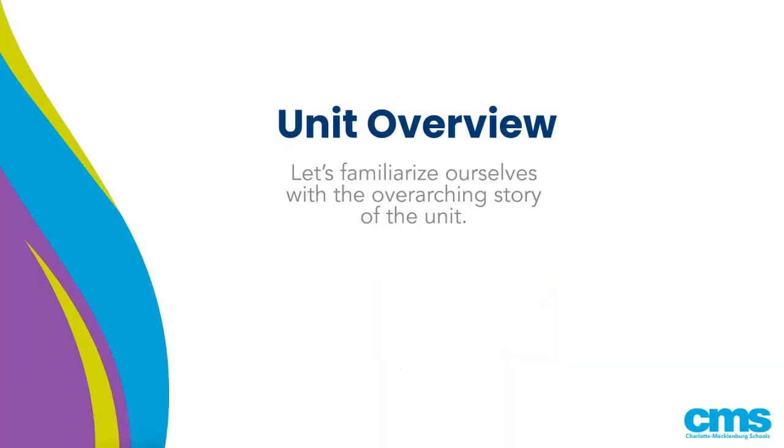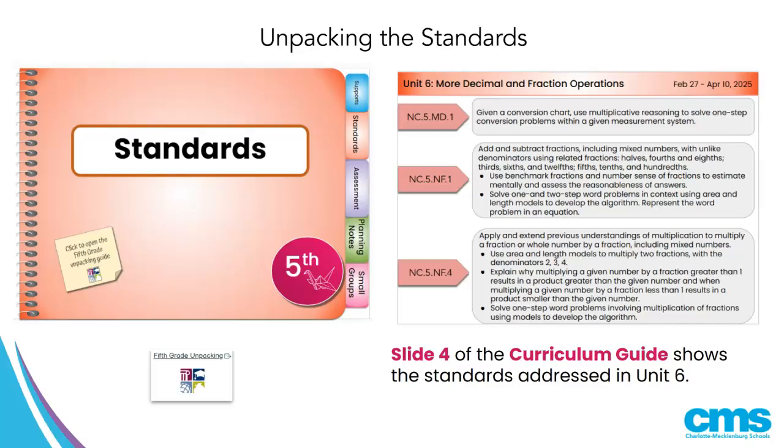Our first section is the unit overview on your note catcher. In this part of our deep dive, we will familiarize ourselves with the overarching story of the unit. We always want to begin a new unit by looking at the North Carolina Standard Course of Study aligned to the unit. The standards are located on slide 4 of the curriculum guide. NC 5 MD1, NC 5 NF1, and NC 5 NF4.